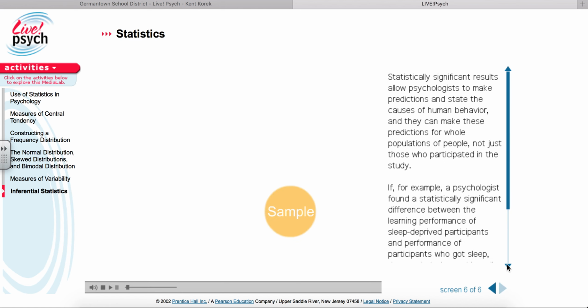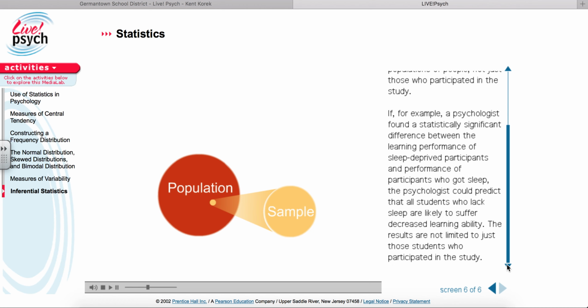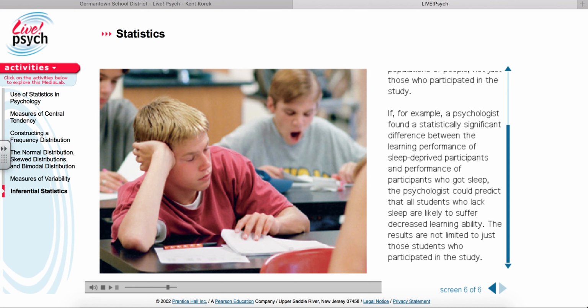Statistically significant results allow psychologists to make predictions and state the causes of human behavior, and they can make these predictions for whole populations of people, not just those who participated in the study. If, for example, a psychologist found a statistically significant difference between the learning performance of sleep-deprived participants and performance of participants who got sleep, the psychologist could predict that all students who lack sleep are likely to suffer decreased learning ability. The results are not limited to just those students who participated in the study.